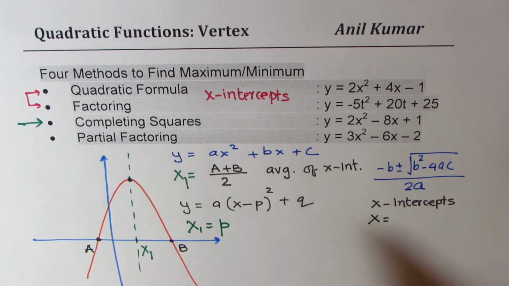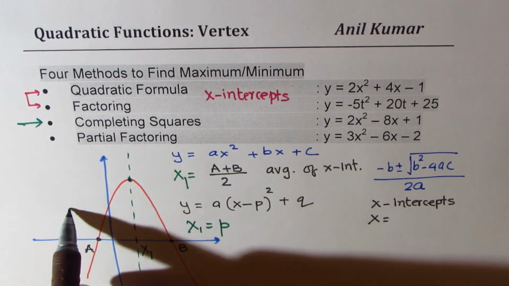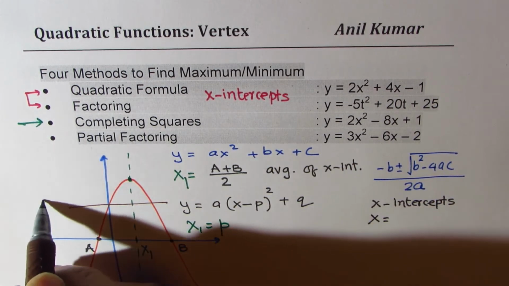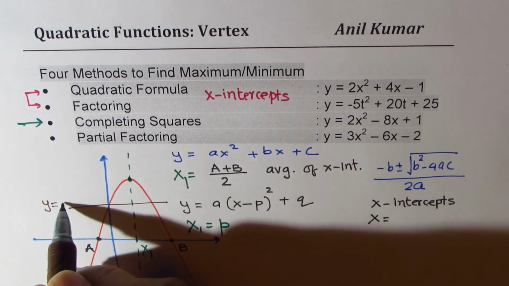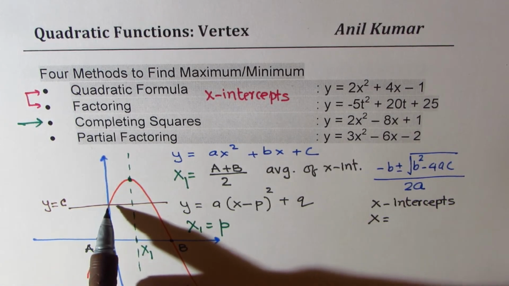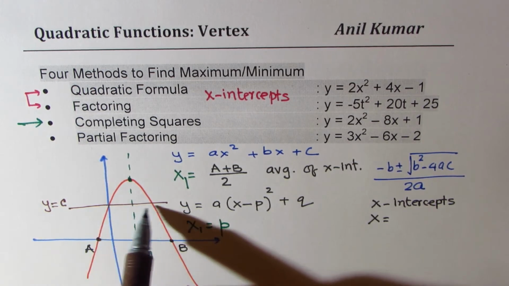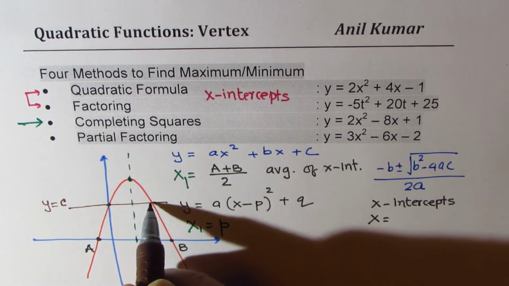Now the last method here is partial factoring. This is an extremely important method and probably one of the best ways of finding the x value. What we really do here is figure out, for y equal to c, which happens to be the y-intercept, when is y equal to c? We could partially factor and then take the average of these two points.